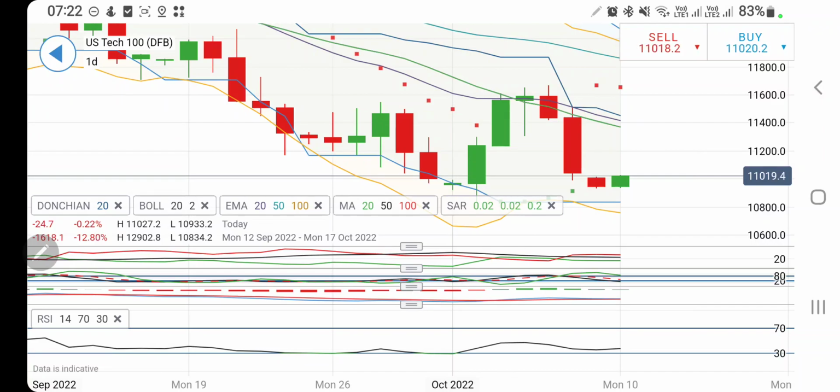Just adopt these basic principles and definitely trading with discipline will make you a profitable and proficient trader.